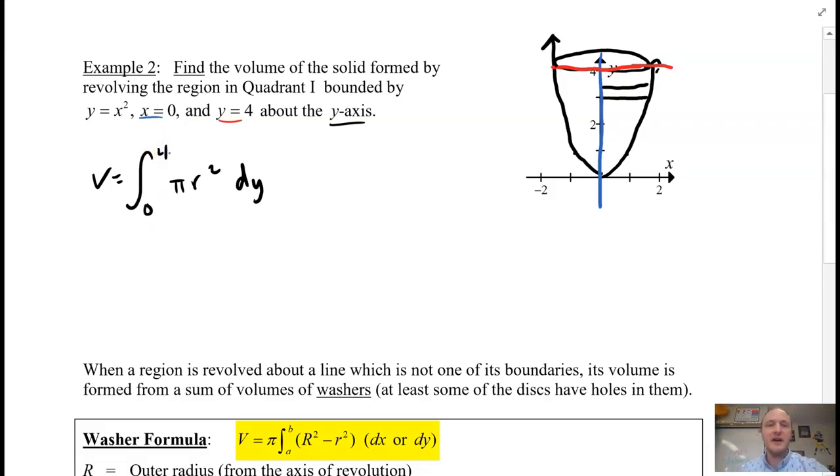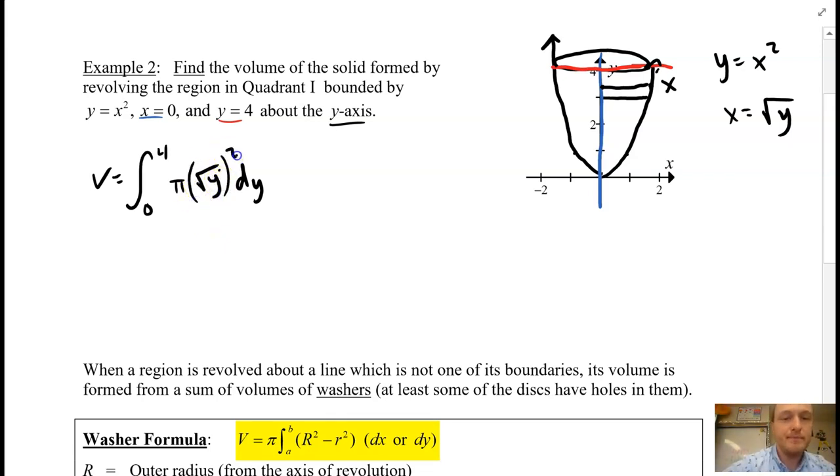And I just need to plug in the radius for this cylindrical circle. Again, the distance from here to here is x. So I'm going to take my function y equals x squared, and solve for x. So x is equal to square root of y. So I'm going to plug in. Do I plug in x or y? We're going to plug in whatever our function is in terms of y, because we're integrating with respect to y. So I'll simplify this.